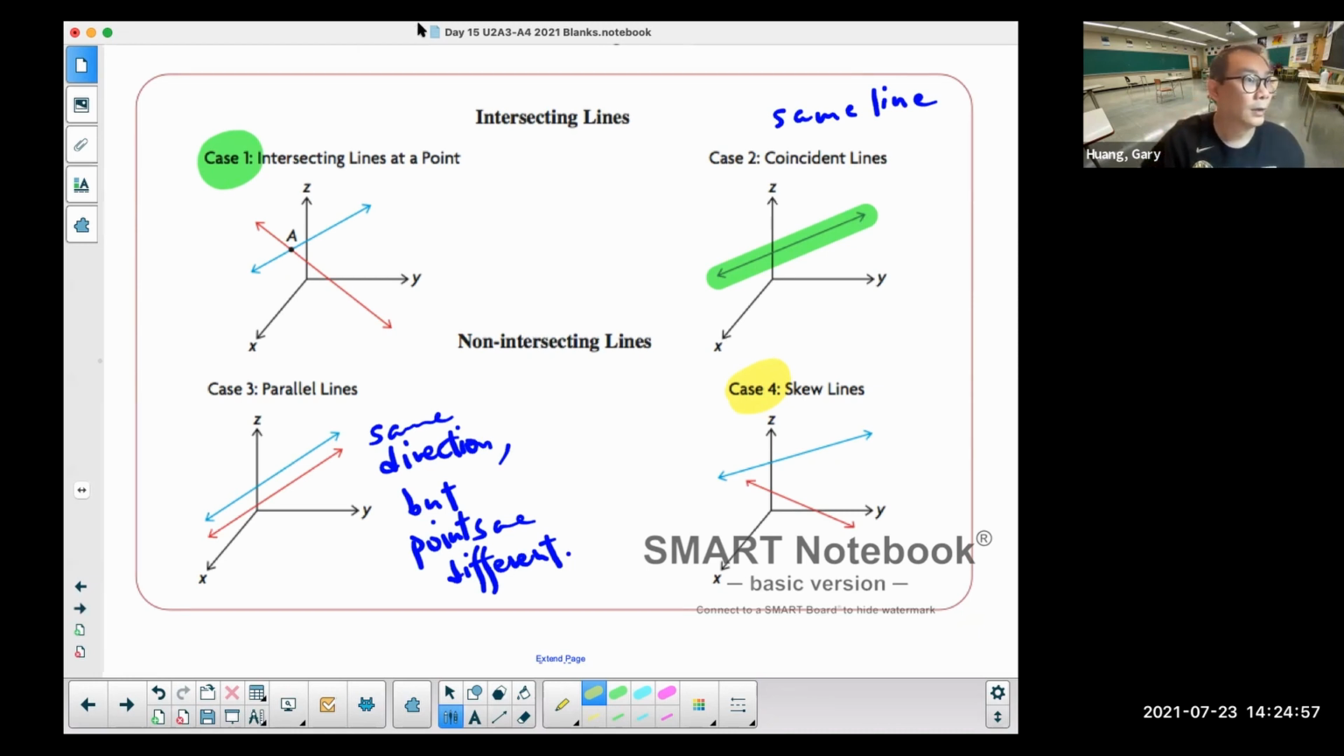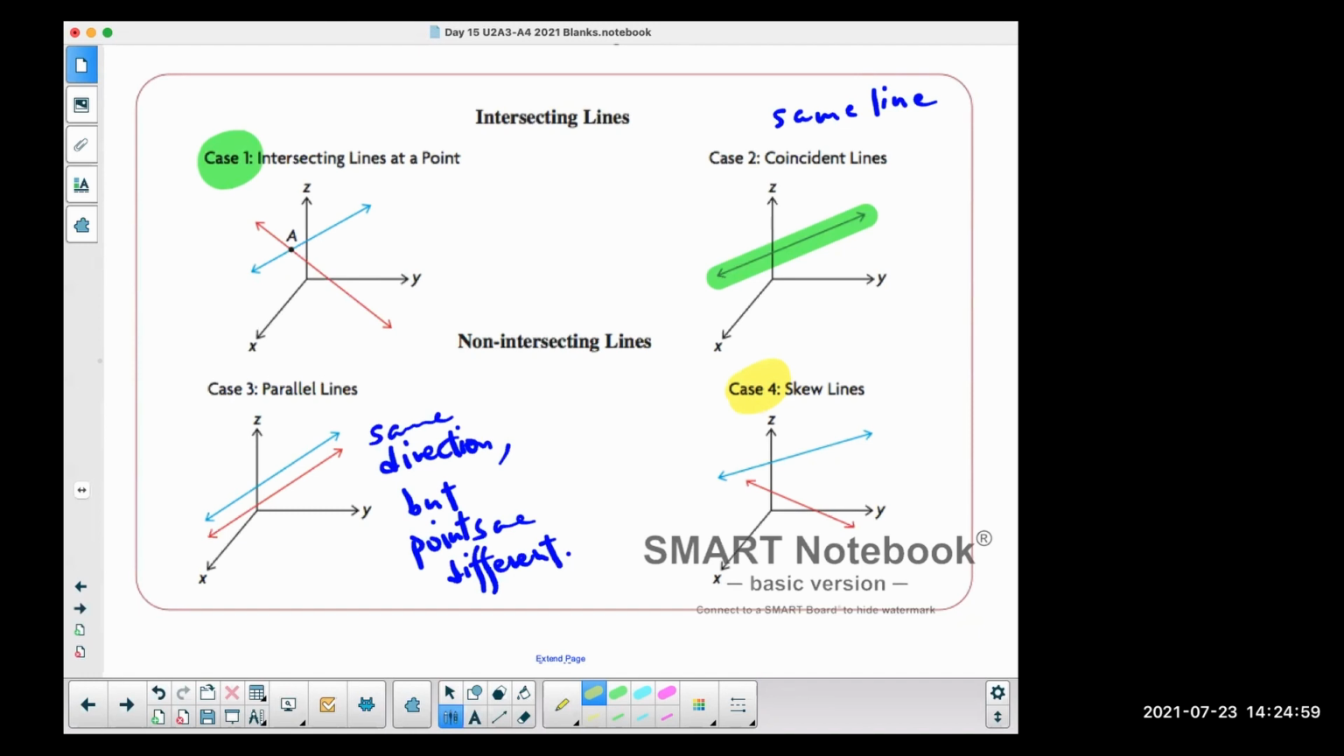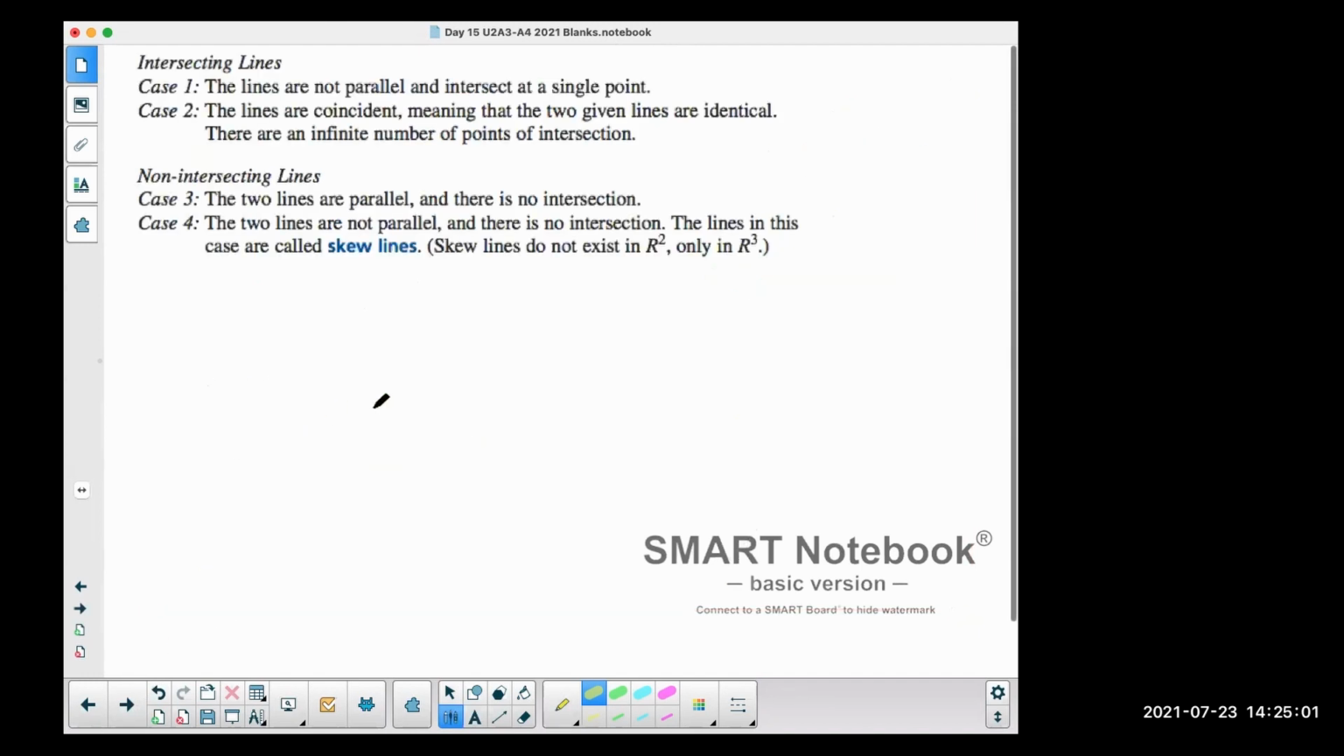Okay. Okay, let's look at an example. So to summarize the 4 cases, you have the 2 intersecting lines. One, they are coincident, meaning the 2 lines are identical, right? So that's an easy case. 2 lines are parallel. The direction vectors are parallel, but the points are not.